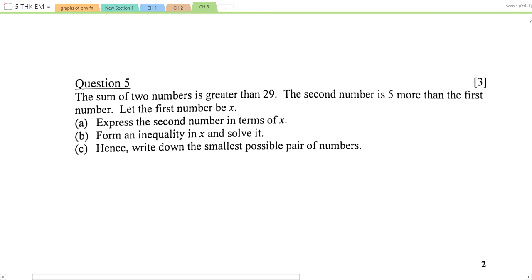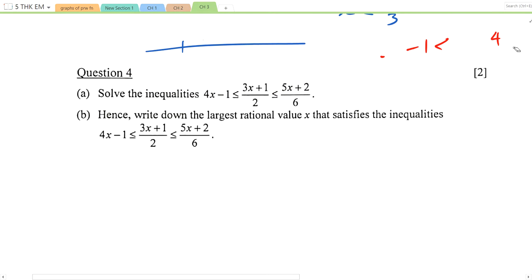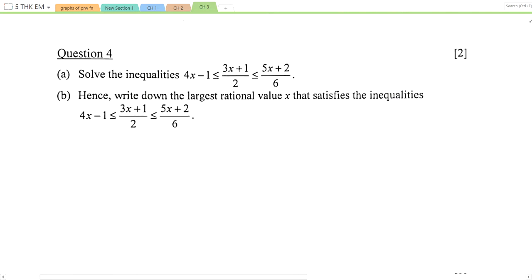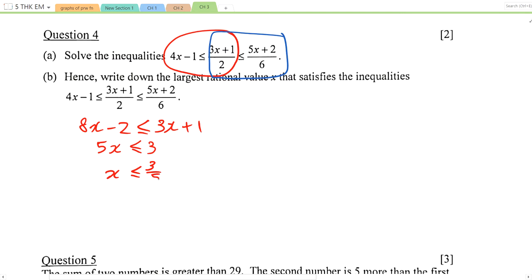Okay, question 4, and no, not the last question yet. Question 4a. Again, do this part followed by this part. So in red, I have multiplying by 2 throughout. 8x minus 2 less than or equal to 3x plus 1. Here, solve it quickly. 5x less than or equal to 3. X is less than or equal to 3 over 5.